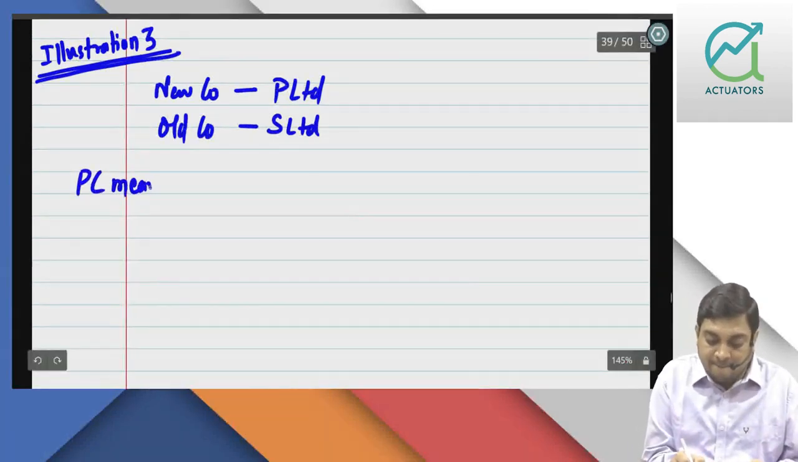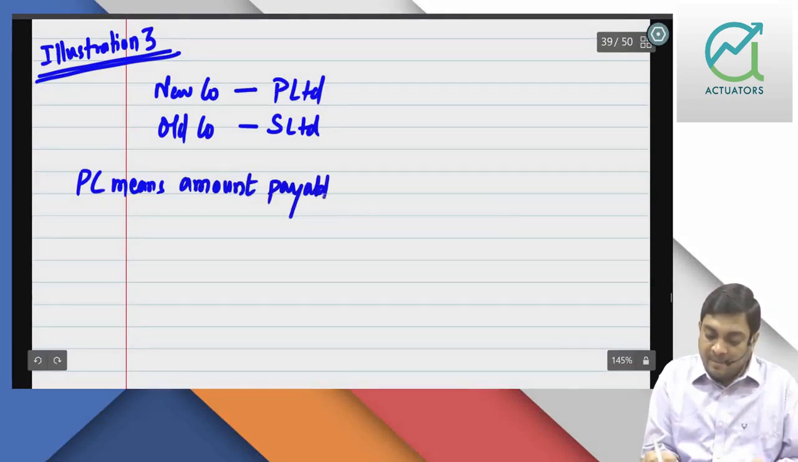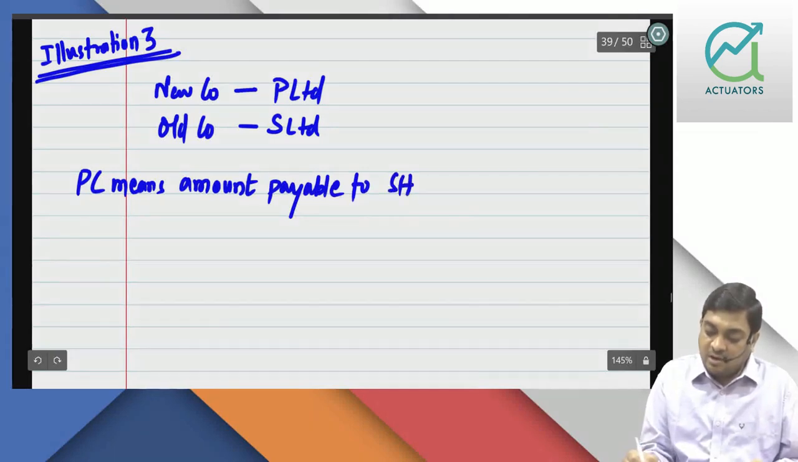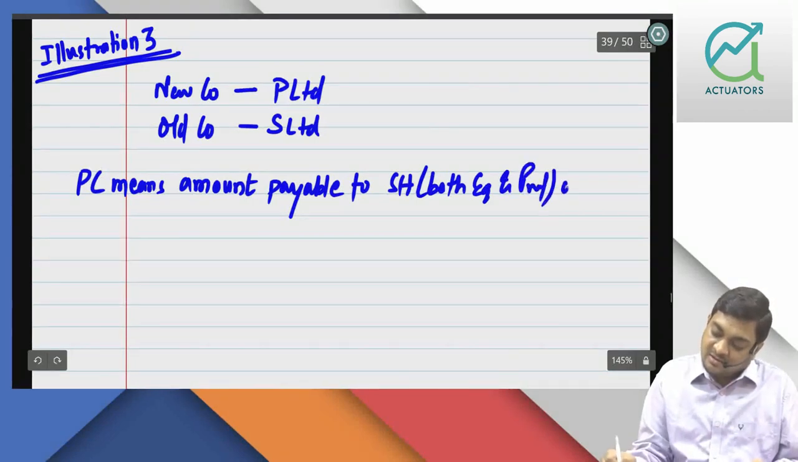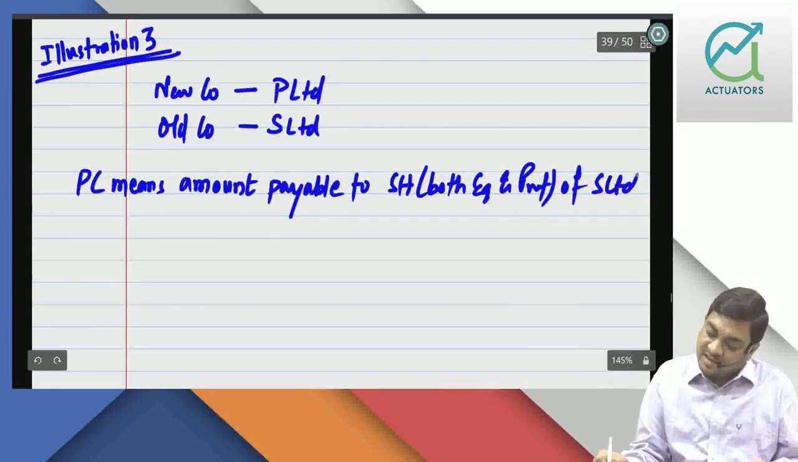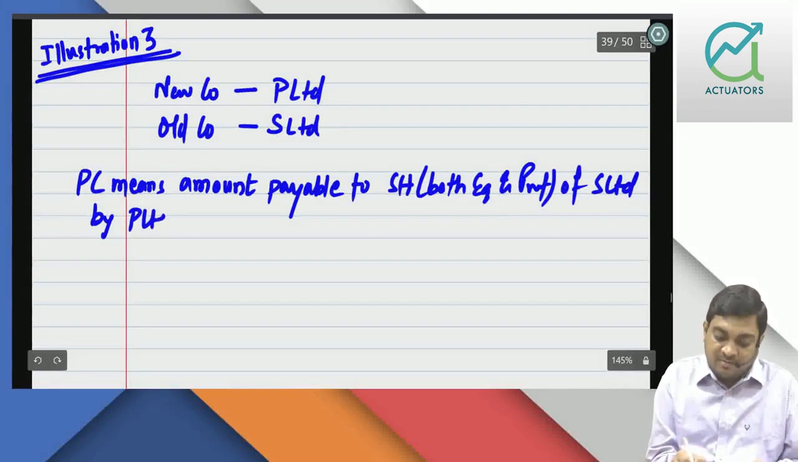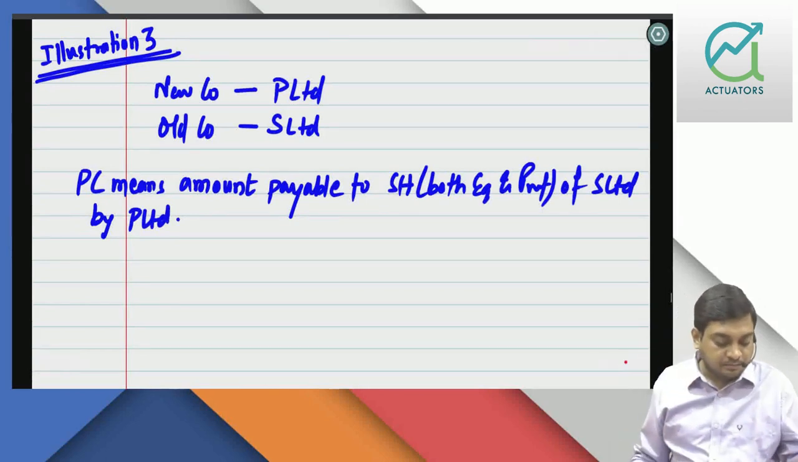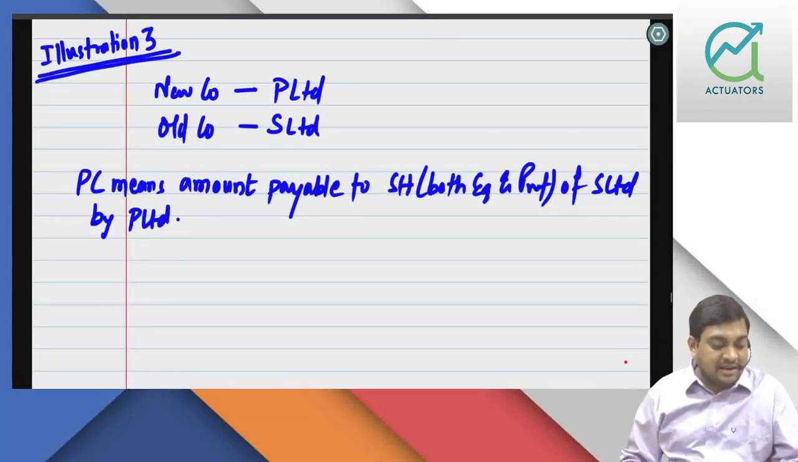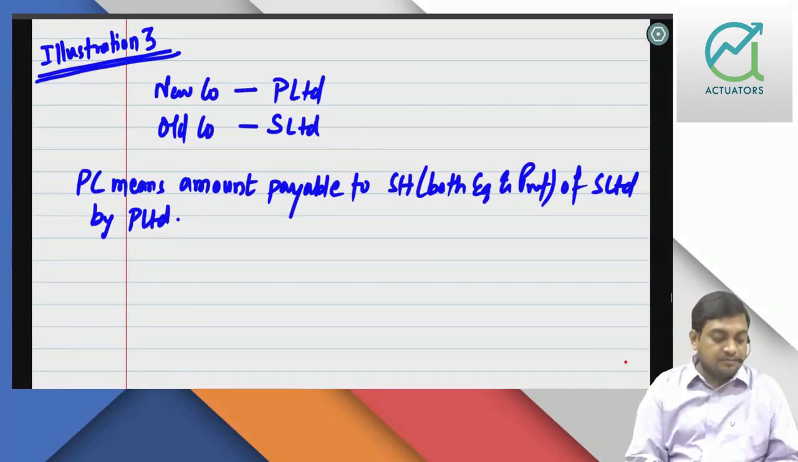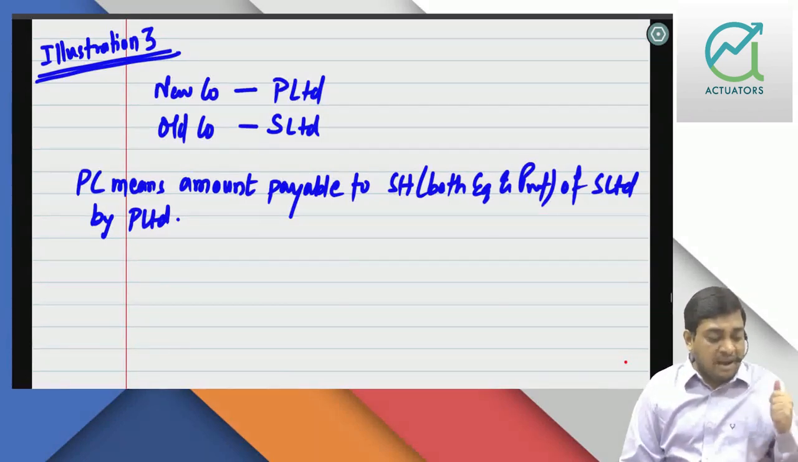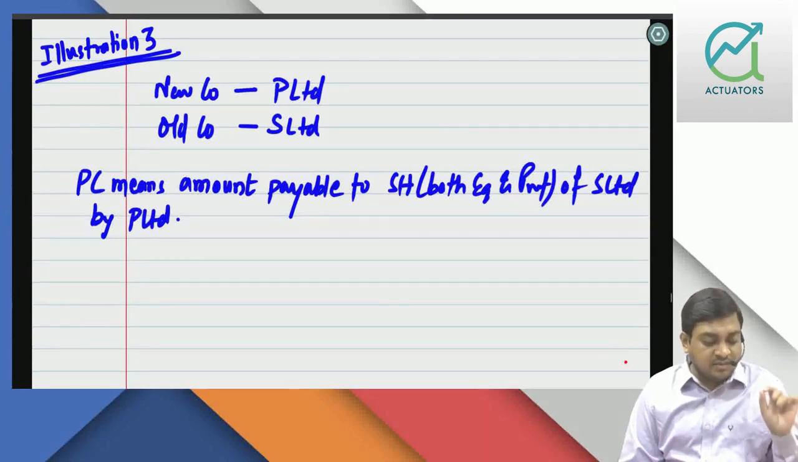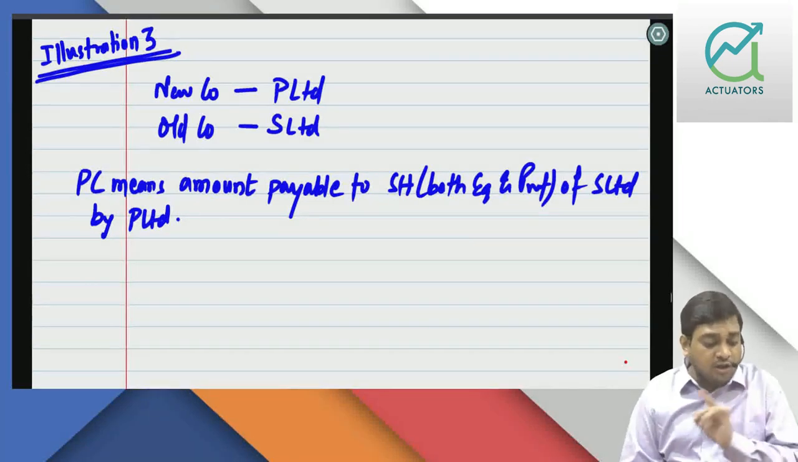PC means the amount payable to shareholders, both equity and preference, of S Limited. By whom? By P Limited. Okay. P Limited has agreed. Let us see whether payment details are given or not. I will give you 9% preference shares of 100 each. Fine. In the ratio of 3 shares of mine for 4 of your shares.